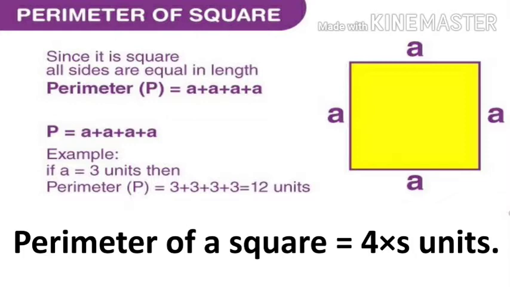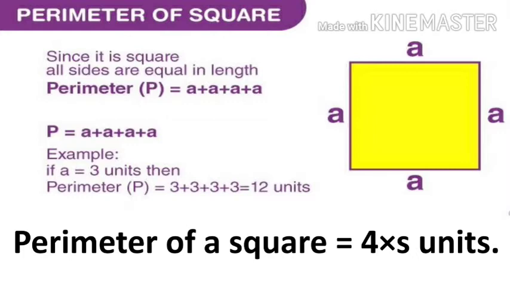To find the perimeter of the square, we have to add the total boundary of the square. That is side plus side plus side plus side. That is P equal to, we have to add the 4 sides of the square. For example, if A value is equal to 3, that is side is equal to 3, we have to add it 4 times. 3 plus 3 plus 3 plus 3 equal to 12 units. Perimeter of a square is equal to 4 into S units. Here S represents what? Yes, side of the square.